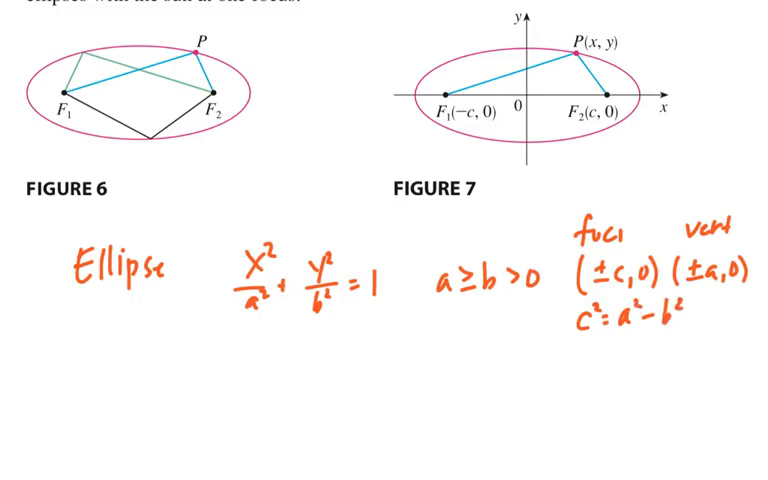So in this instance, your major axis is your x-axis because your foci are on your x-axis. Your longer length is along the x-axis. Your vertices are on the x-axis.